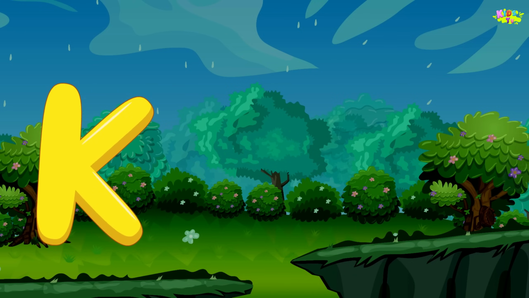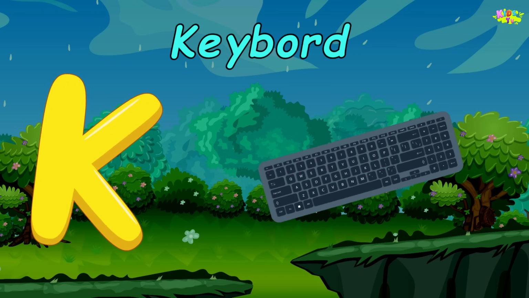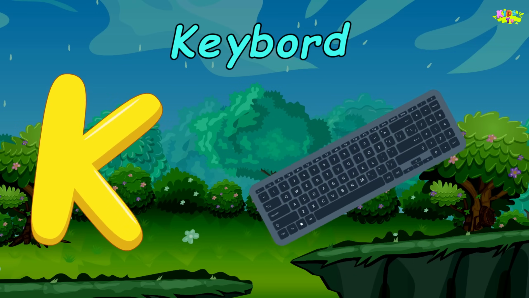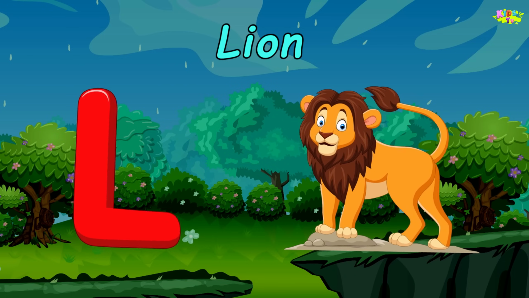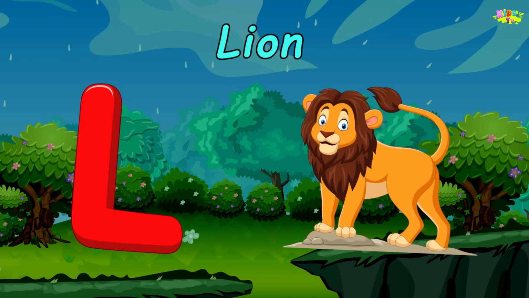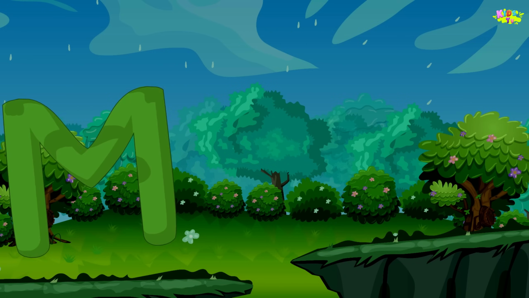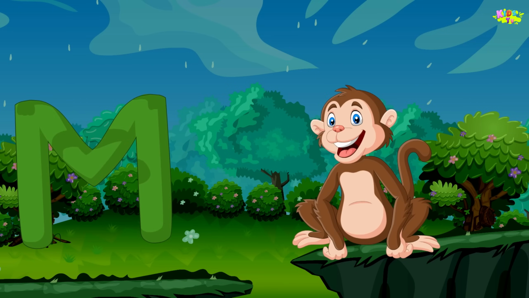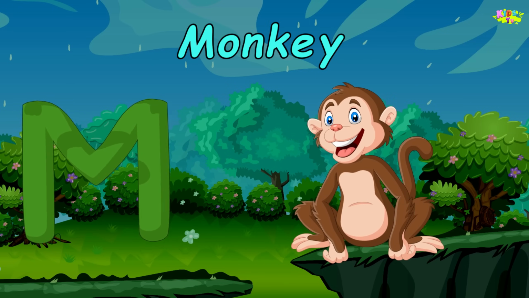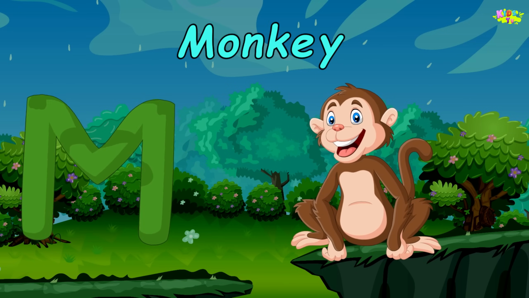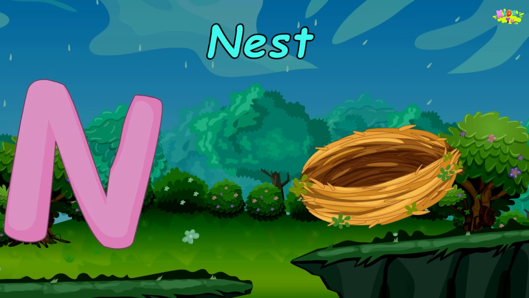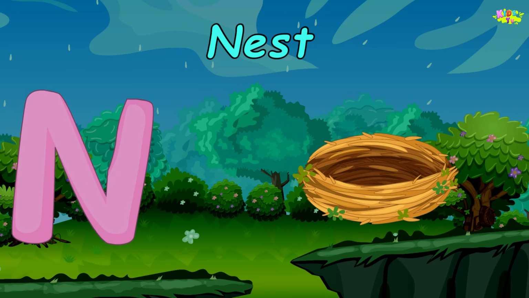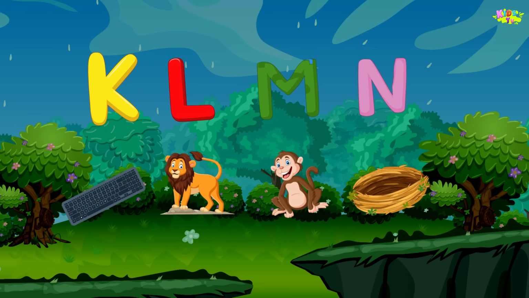K is for keyboard, keyboard, keyboard. L is for lion, lion, lion. M is for monkey, monkey, monkey. M, monkey. N is for nest, nest, nest. N, nest.